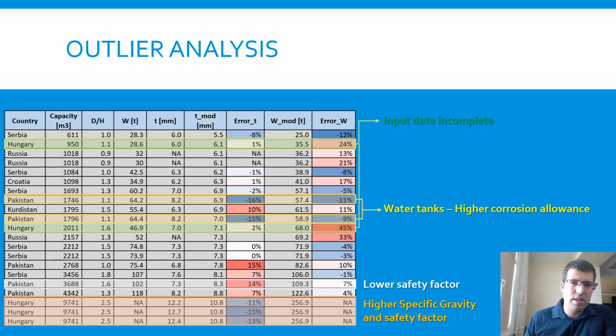We did an analysis on those outliers and figured that some of the data we collected is incomplete. In some cases, water tanks were analyzed, so not oil tanks, and usually these have higher corrosion allowance, especially if they're separated from the oil. In some cases, tanks were quite old and used different standards, like in the case of Hungary. And also higher specific gravity liquid was contained within them, along with higher safety factors.